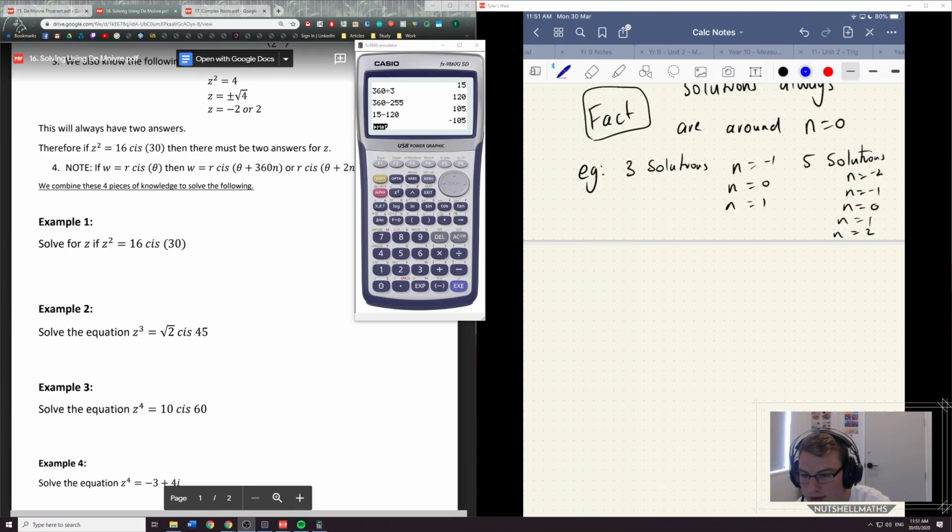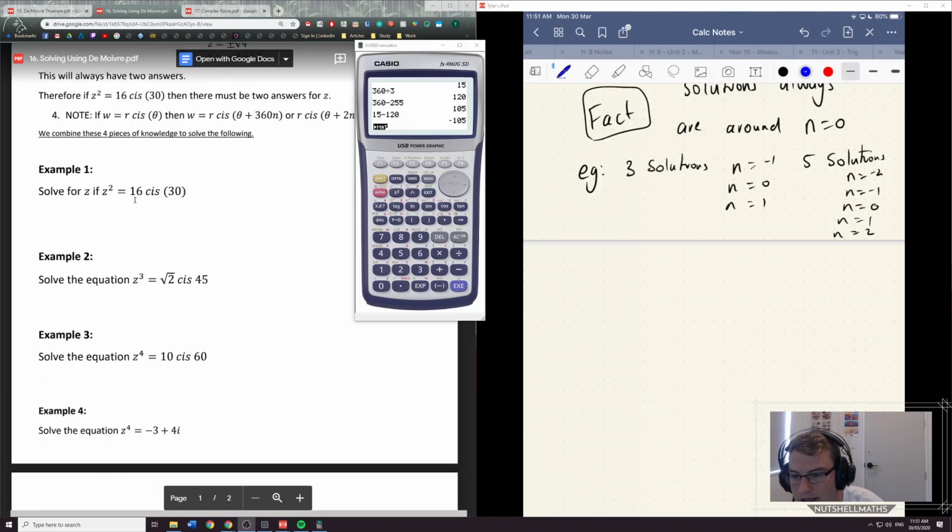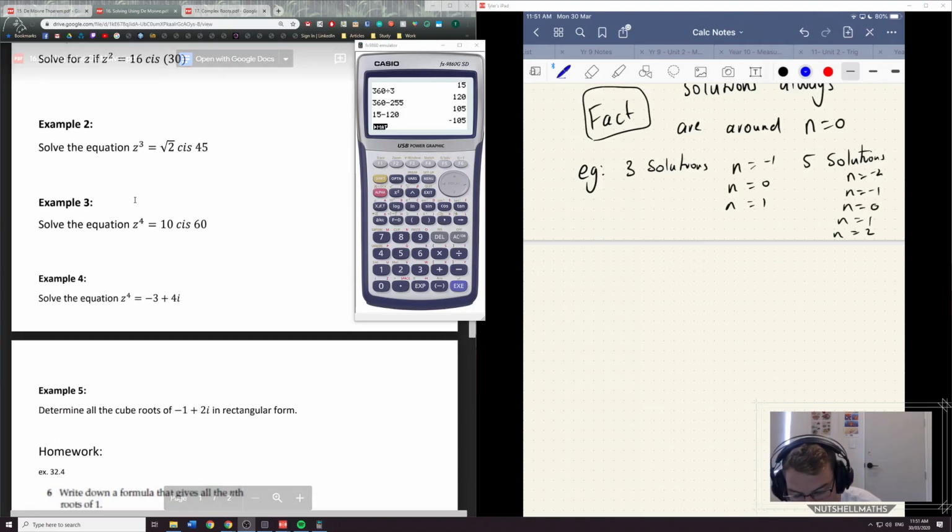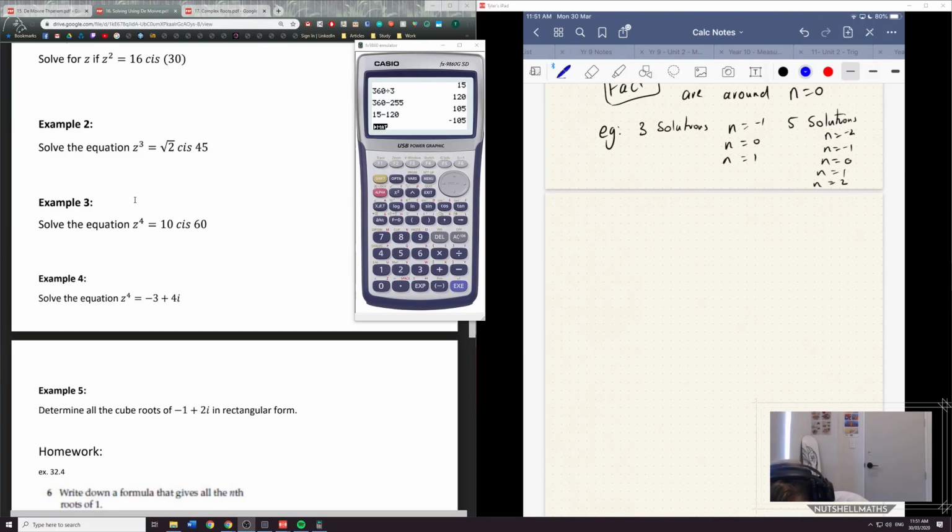Let's do another example, keep ourselves on track. Right? Example 3. Right, let's look at this. Z to the 4 equals 10 cis 60.